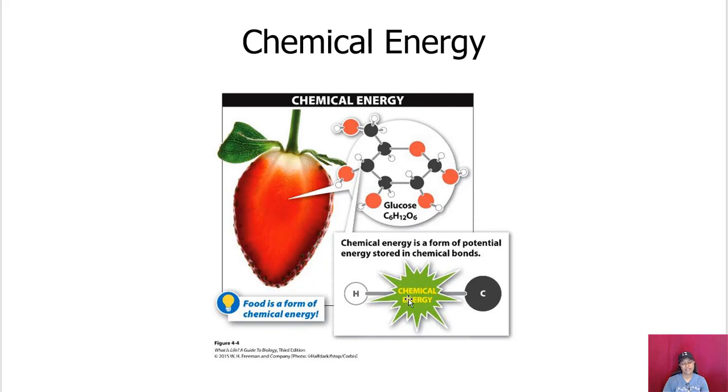And the way I like to remember how this chemical energy works is, have you guys ever gone camping and you have the glow stick, and you crack the glow stick and then you get the light? Well, that's kind of a good way to think about chemical energy. Whenever I break a bond, energy is released. And I can capture that energy and use it to power my emotions, to power my cellular functions. Okay, break a bond, get energy. So food is a form of chemical energy, and that chemical energy is a form of potential energy.